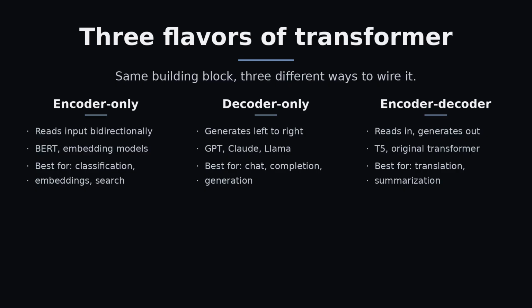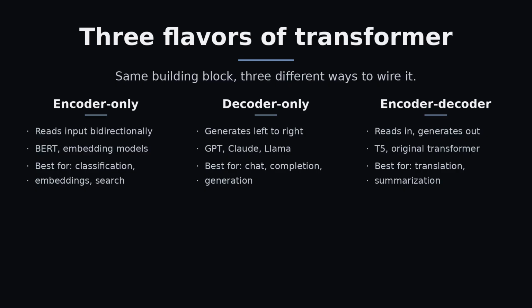The same transformer block can be wired 3 different ways. Encoder-only models read the input all at once in both directions and produce a vector representation. BERT and most embedding models work this way. That's what generated the embeddings we talked about in episode 3.